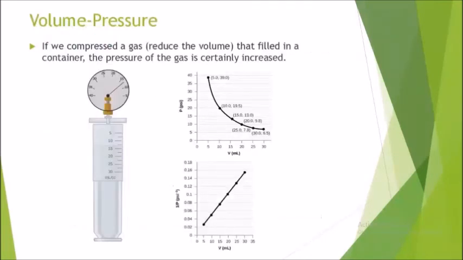Okay, so ini pula volume pressure. So if we compress a gas, reduce the volume that fill in the container, the pressure of the gas certainly increases. Maksudnya contoh yang paling simple kita ada picagari ataupun syringe tu. So when we reduce the volume, maksudnya tolak tu dia punya ubat ke apa, cecair tu. So what happen? You punya pressure dalam picagari so increases. Dia vice versa kalau you tarik, so you akan increase dia punya volume, so dia punya pressure tu akan decrease. Ini hanya berlaku bila kita ada temperature is constant.